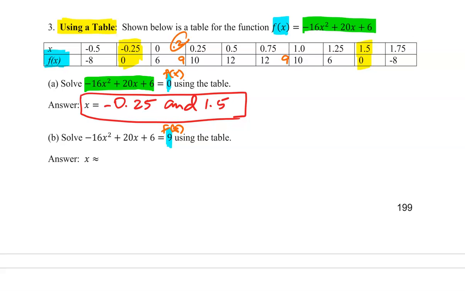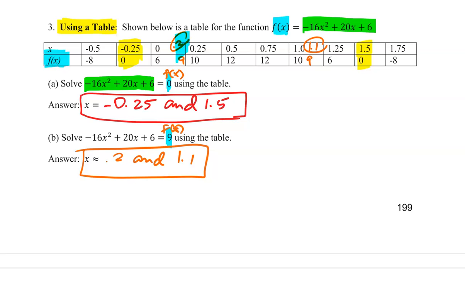And here between 0.75 and, oops, sorry, it should be here, between 1.0 and 1.25, maybe 1.1. So it's just an approximation. So 0.2 and 1.1. That is by using a table. So we were able to locate 9 here, that's before 10, and 9 here, that is after 10.